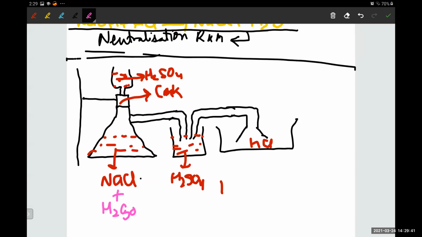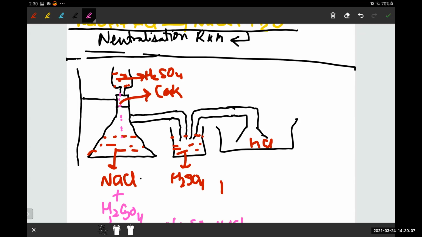How does H2SO4 come? From this thistle funnel, the H2SO4 drops into the NaCl and it forms Na2SO4 plus HCl, if the temperature is above 200 degrees Celsius.